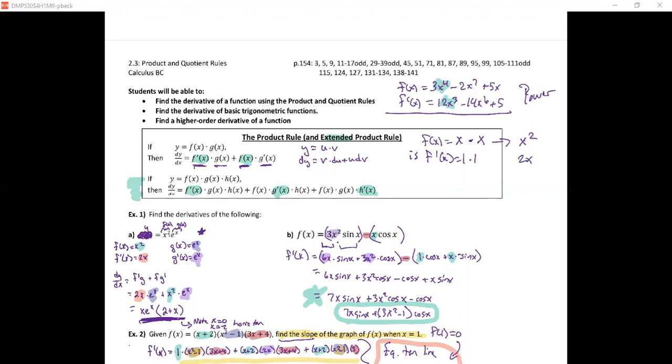So this is a big red flag. Do not take the derivative factor by factor. You're only taking it term by term. So the big question remains, well, how do you take a derivative of a product?